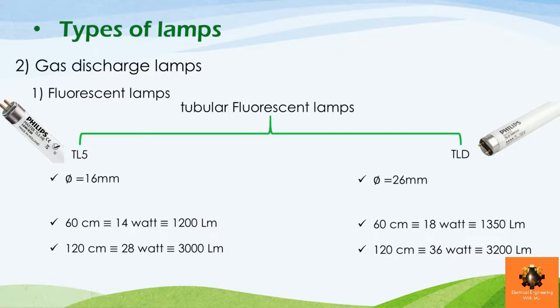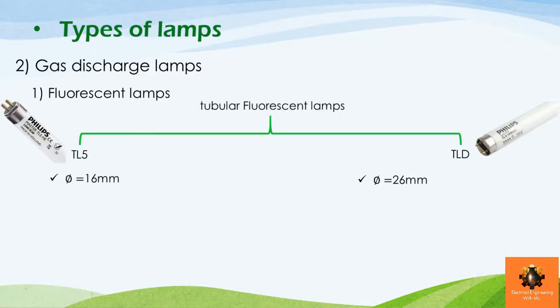Now the third size we have is the 150 centimeters, and its input power equals 35 watts and it produces 5000 lumens for the TL5 type. But on the other hand, for the TLD type, it has an input power of 58 watts and produces an output of 5400 lumens. So it's very obvious that the TLD type consumes a larger input power than the TL5.